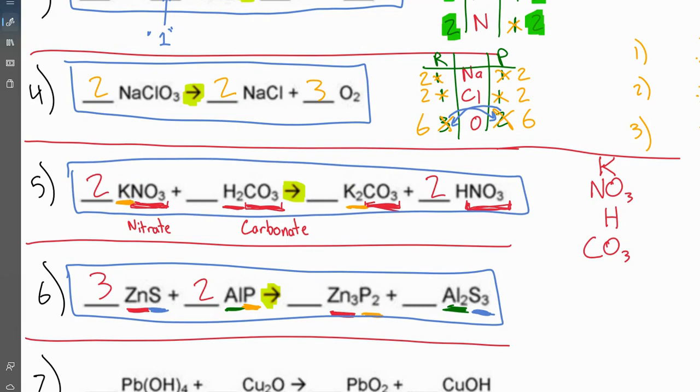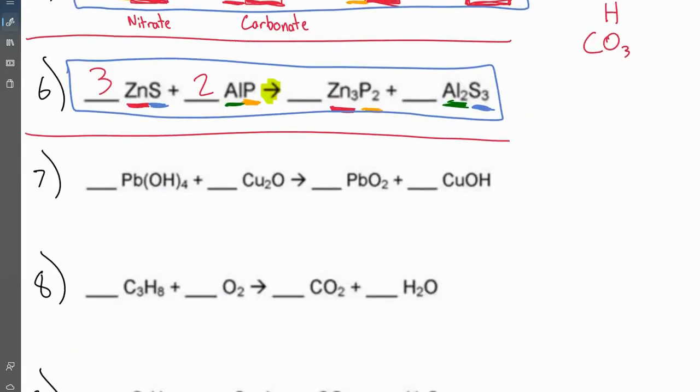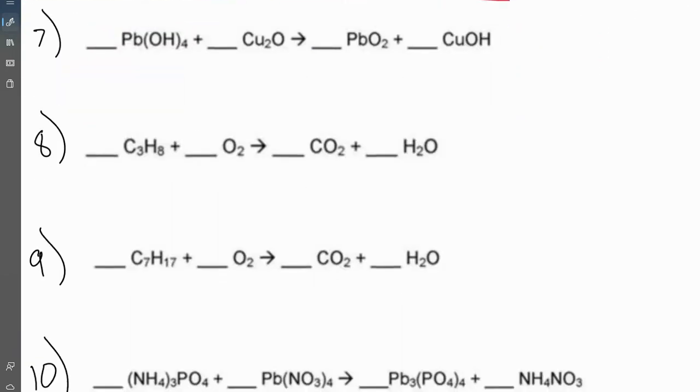2 potassium nitrates plus 1, this is called carbonic acid. You could call it hydrogen carbonate. Yields 1 potassium carbonate plus 2 hydrogen nitrate. That's also called nitric acid. All right, we only have 4 more left.